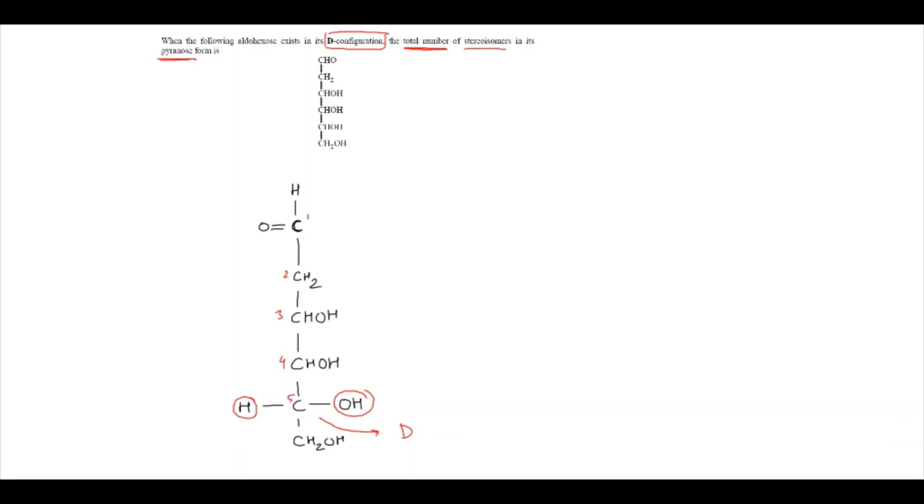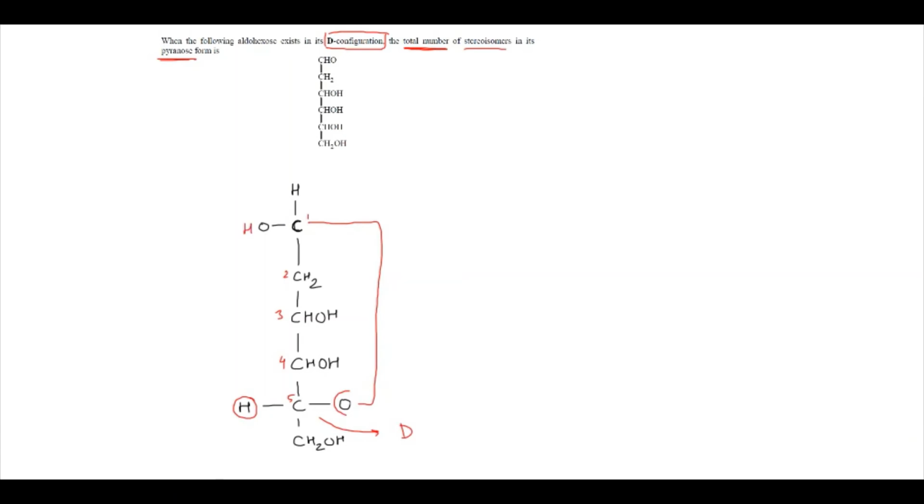Now we have to make the pyranose form. Pyranose means a 6-membered ring with an oxygen connector. So we have to do it like this. We have to erase this hydrogen and we have to connect this oxygen with the carbon, number 1 carbon here, and we have to change a few other things, like we have to change this carbonyl O group to OH.